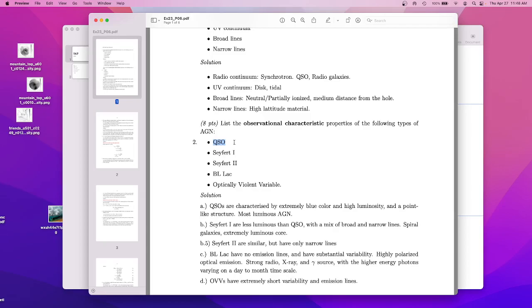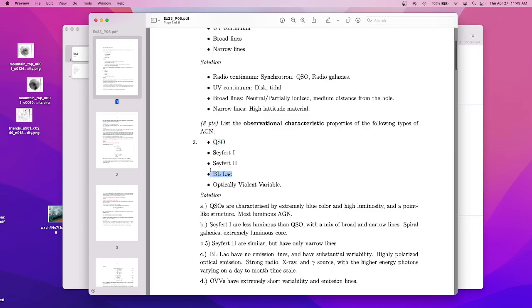Remember, there's this two-parameter family. Accretion rate and the viewing angle. So which one really gives you the total luminosity? The accretion rate. How much it's feeding gives you how much light it gives you. How much it's feeding is proportional to its mass. So the accretion rate gives you a lot.